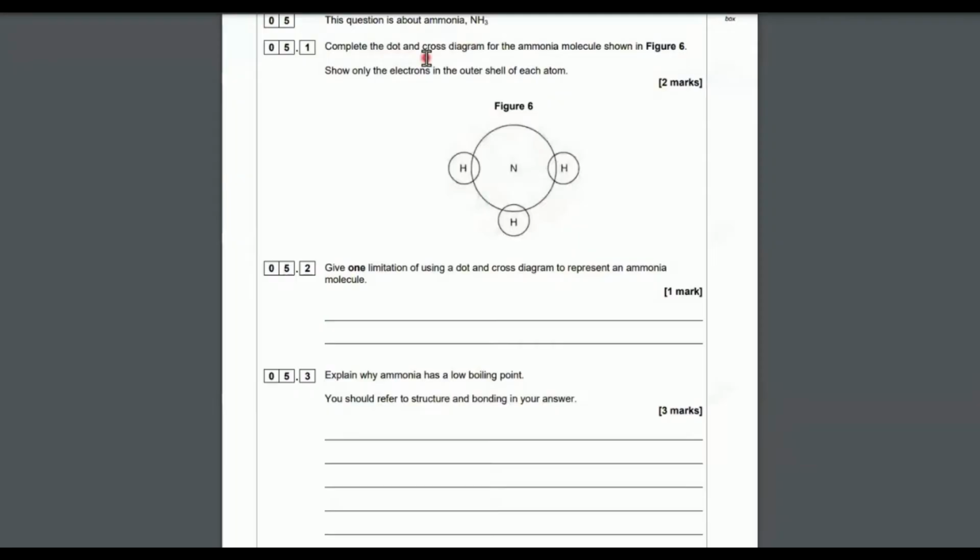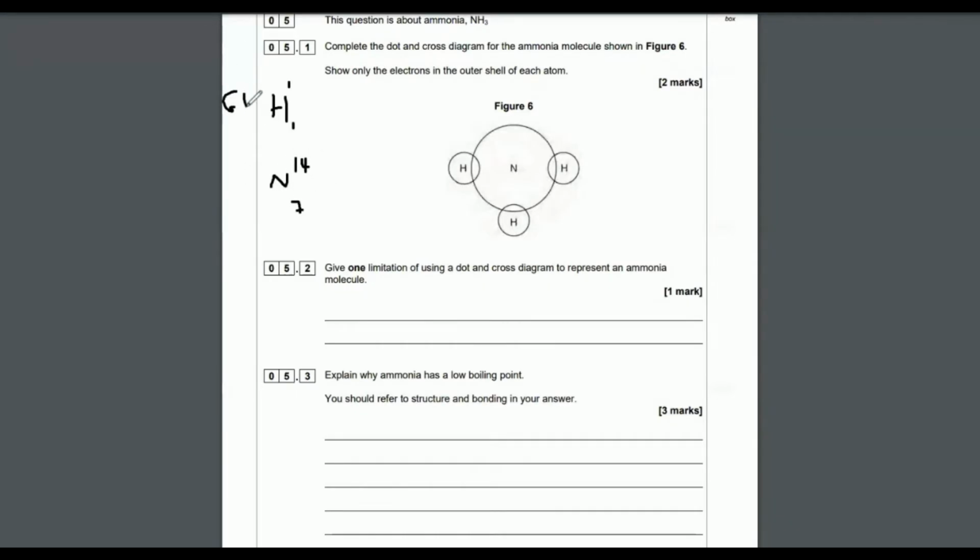So let's go to question 5. This question is about ammonia, NH3. Complete the dot and cross diagram for the ammonia molecule shown in figure 8. Show only the electrons in the outer shell of each atom.